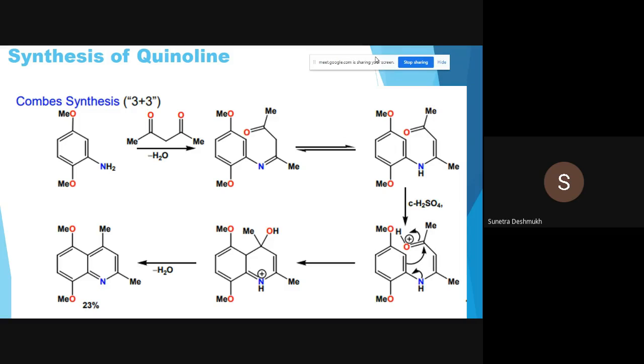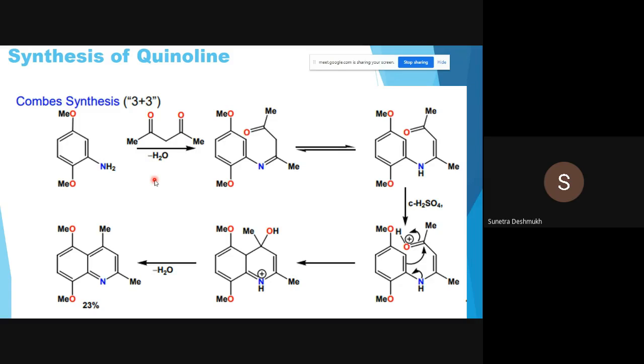So the first one is the Skraup synthesis we have seen, and the second one is the Combes synthesis. This is also 3 plus 3. So three atoms we have taken from here, from the 1,3-diketone, and 3 atoms we have taken from the aniline moiety: one nitrogen and 2 carbon atoms. So 3 atoms from here and 3 atoms from the other starting material. So 3 plus 3 is the combination for the Combes synthesis.